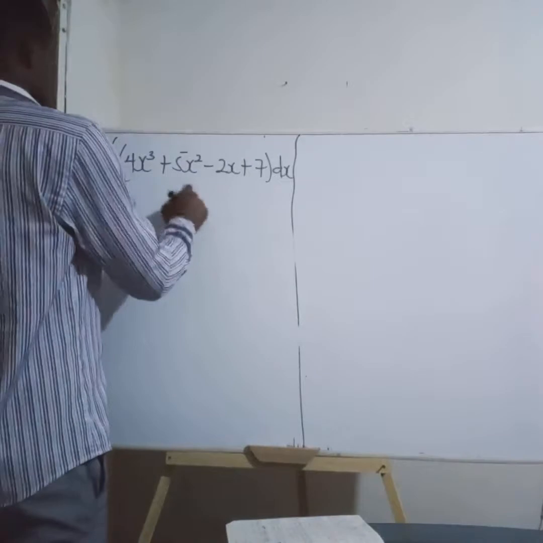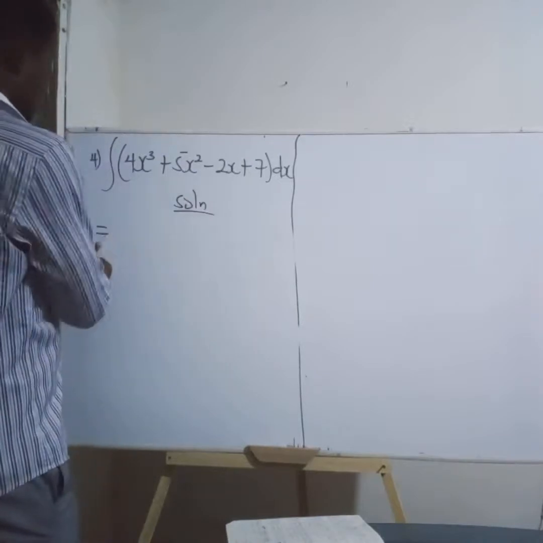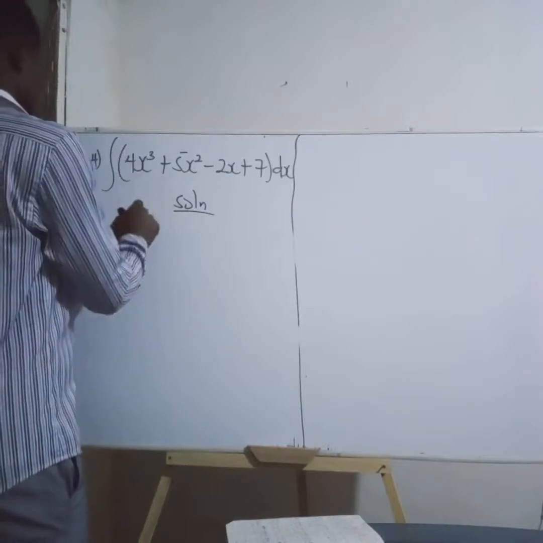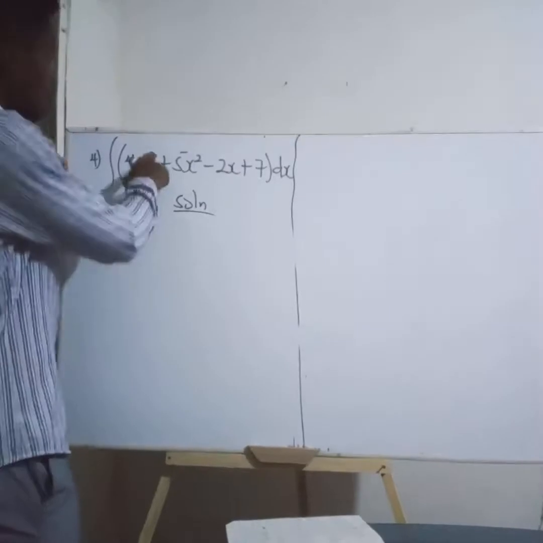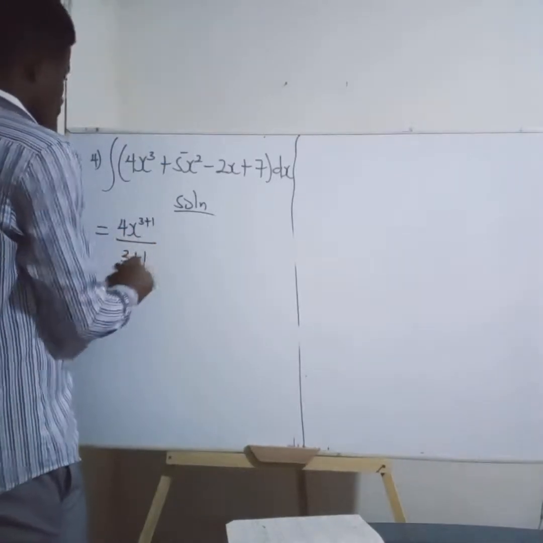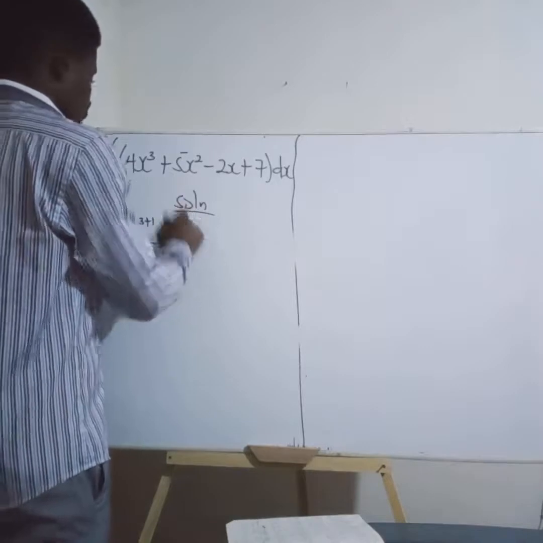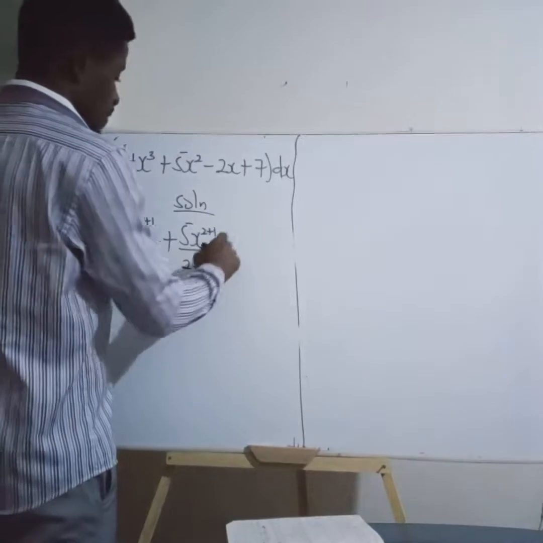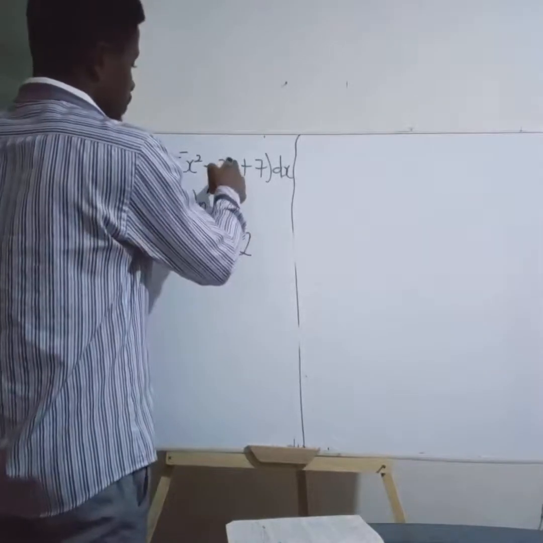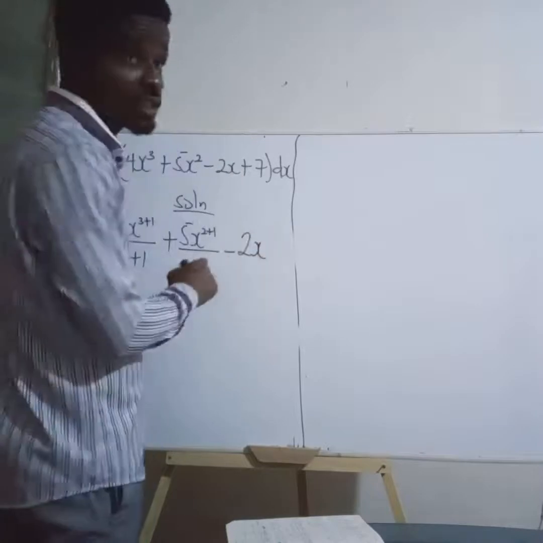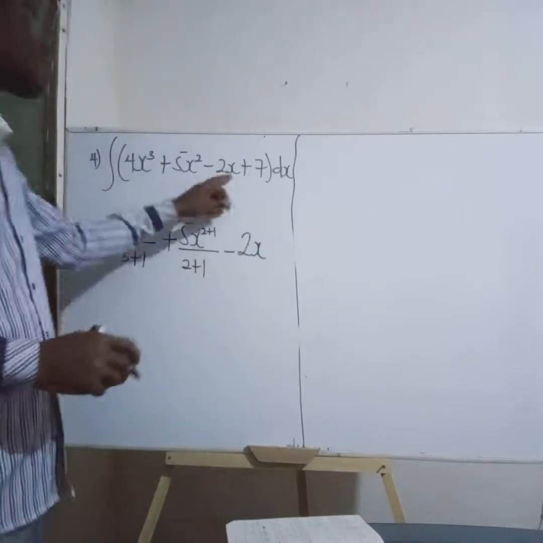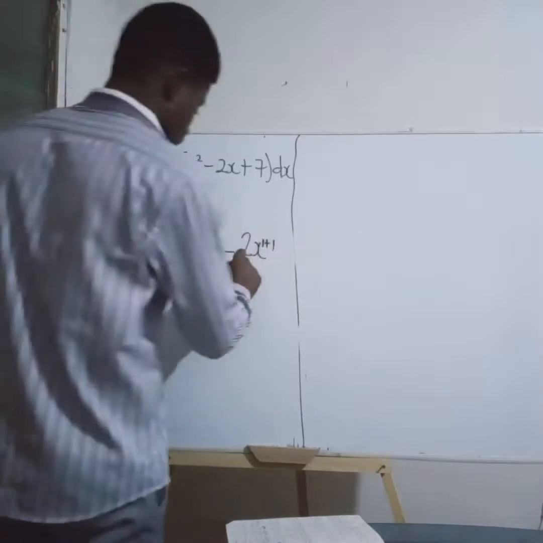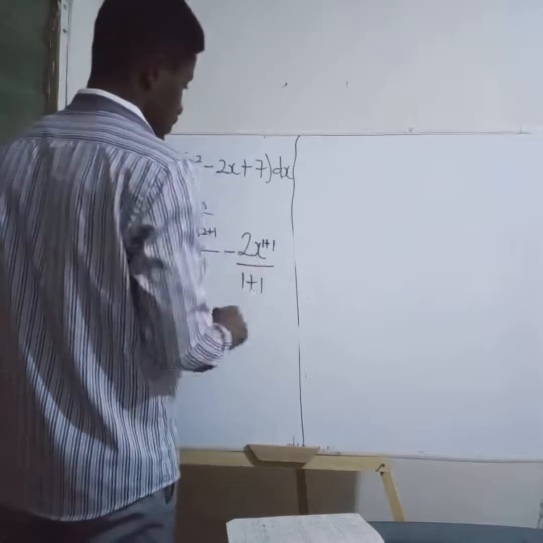Now, solution. This one will give us, I've just applied the rule to this, 4x to the power 3 plus 1. The rule of integration, I'll add 1 to the power, divided by the whole power, which is 3 plus 1. Plus, I'll do likewise for this, 2 plus 1 divided by 2 plus 1. Minus 2. What is the power of this x? It is 1. In math, we don't write it. But when it comes to calculation, we should know that this x has an exponent of 1. So that 1 plus the rule of integration, which is 1, divided by the whole, which is 1 plus 1.